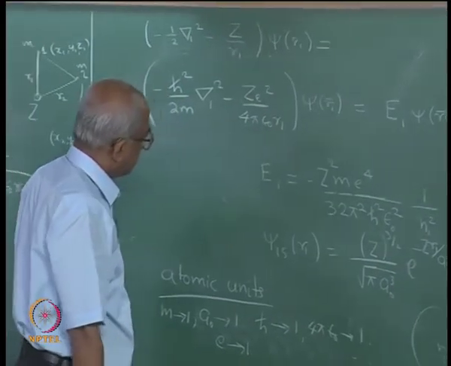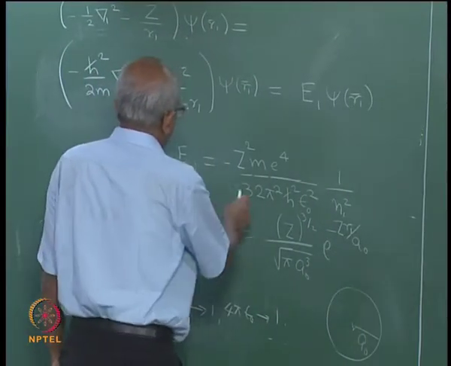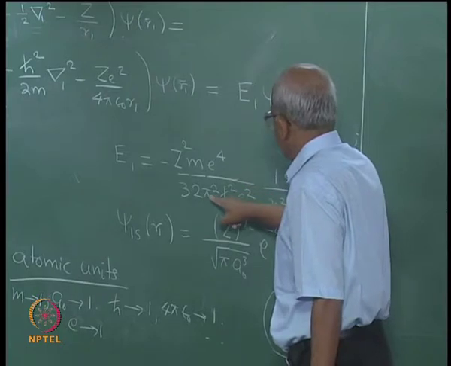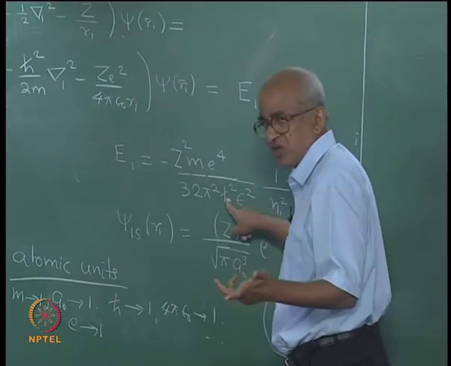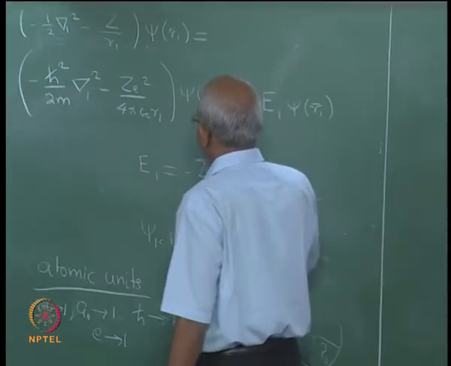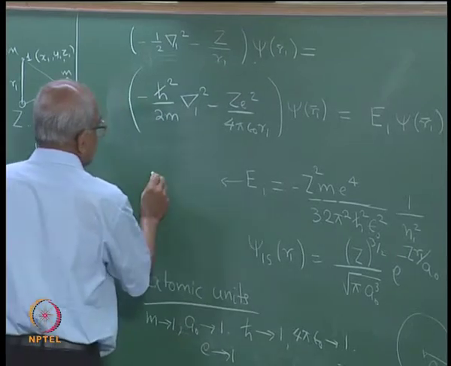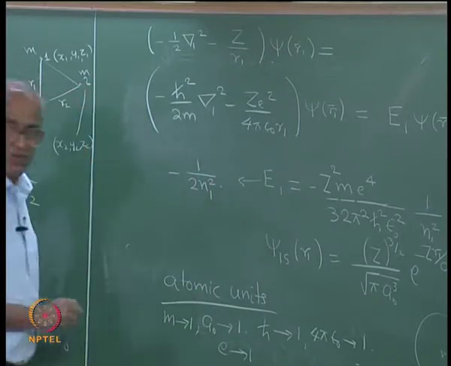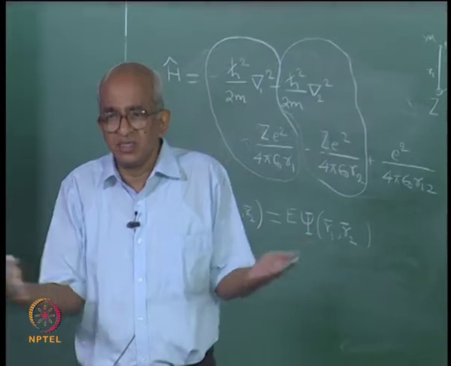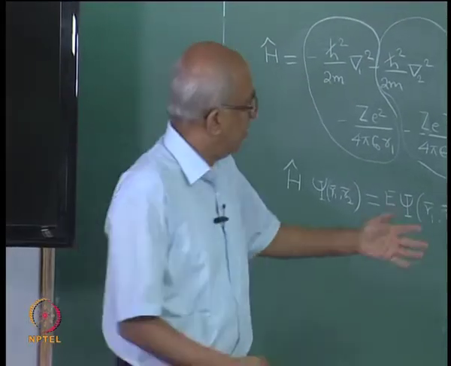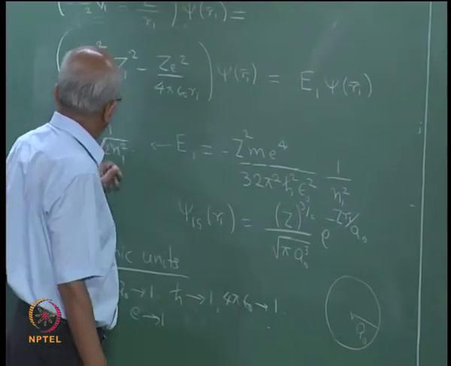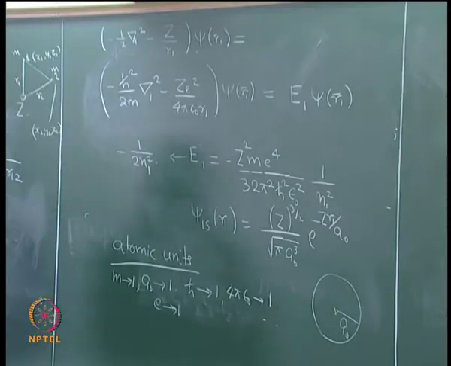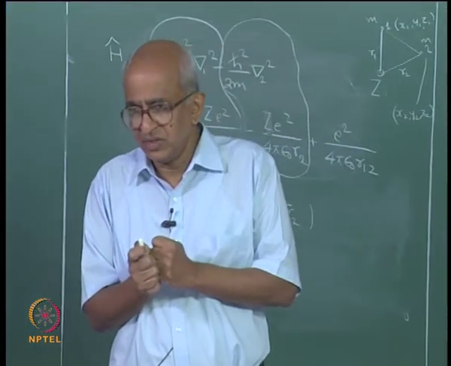What will be the expression for E1? That also we can simplify, because M is 1, E is 1, 4 pi epsilon 0 is 1, H cross is 1. So, if you did all that, this E1 will get transformed. You can easily verify this, it will become simply minus 1 by 2 n square or n1 square. So, again in this system of units, energy has a very simple appearance. All these constants we can get rid of, and minus 1 by 2 n1 square is the expression for the allowed energy levels of the system, and this is in atomic units, right.